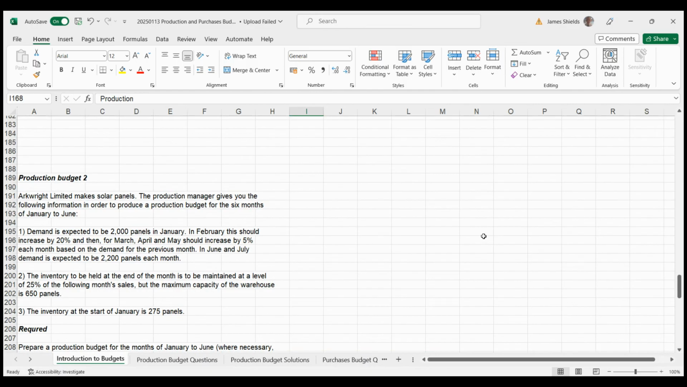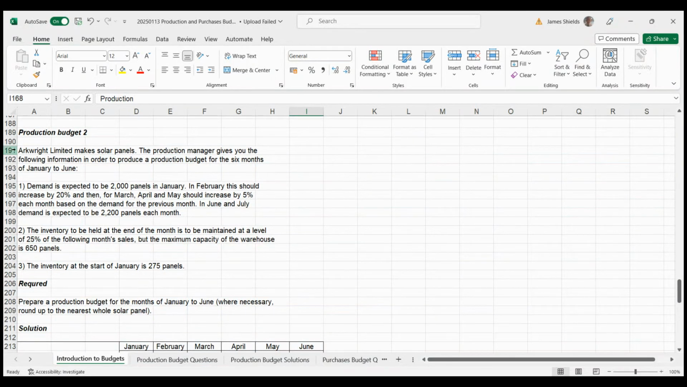Production budget number 2. So let's see what we've got here. AQA Limited makes solar panels. The production manager gives you the following information in order to produce a production budget for the 6 months of January to June. Demand is expected to be 2,000 panels in January.